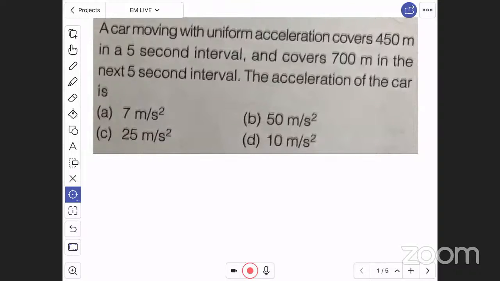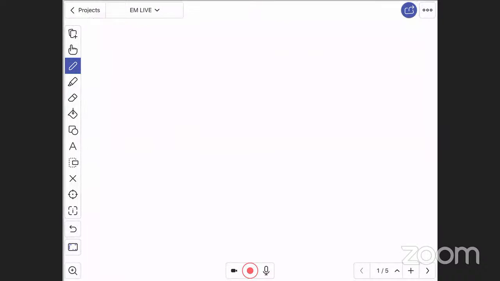The next 3 questions will be on the same concepts and same equations. The question will be different, but the concept will remain the same. So let us first understand the concept of linear motion.